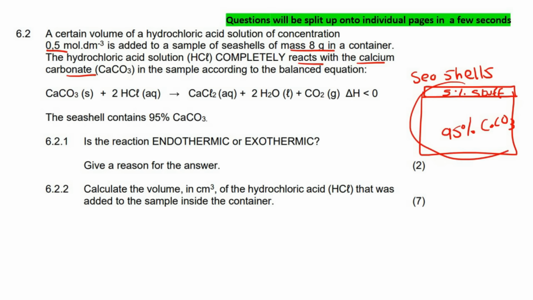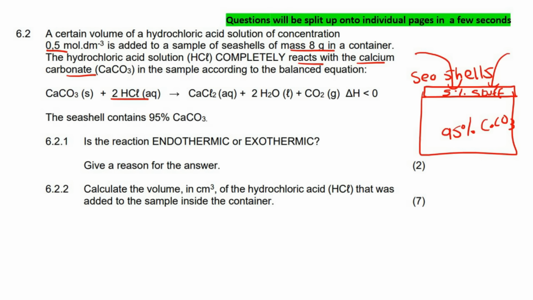There's a big seashell. Now, 95% of it is calcium carbonate, 5% of it is other stuff. What they're going to do is add acid onto the seashell. Remember, the other stuff doesn't do anything. It is the calcium carbonate that is going to do the reacting, and we can see that over here. So remember that this part here is not the whole seashell. That's just the CaCO3 in the seashell.